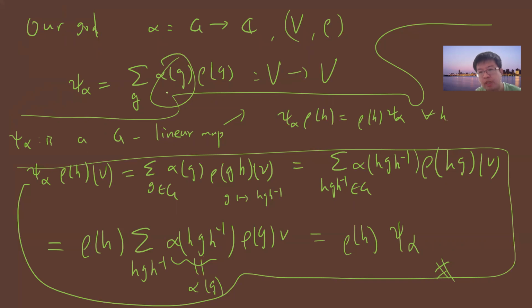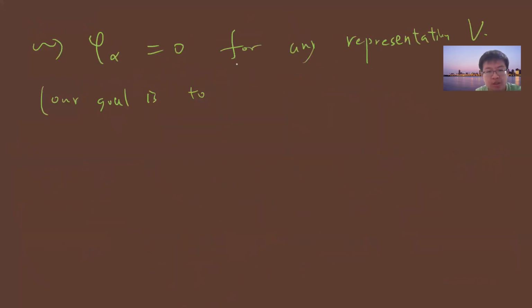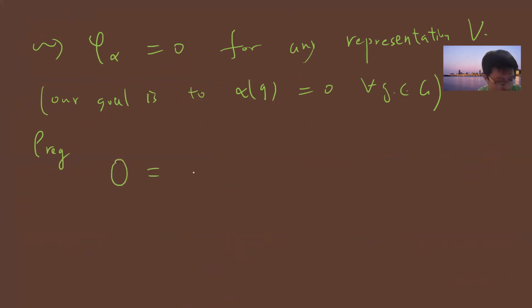Our goal is to prove that alpha G is 0, right? By definition, our goal is to prove alpha is identically 0. Okay, so let's work on some particular representation. Let's say the regular representation. Okay, right? So we get 0 acting on phi alpha, right? Phi alpha is 0, so acting on anything is 0.